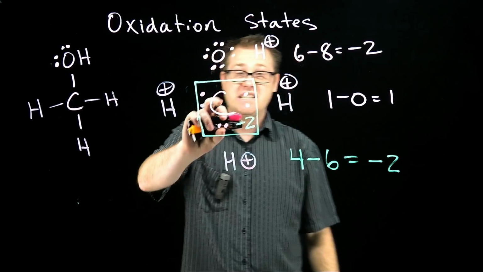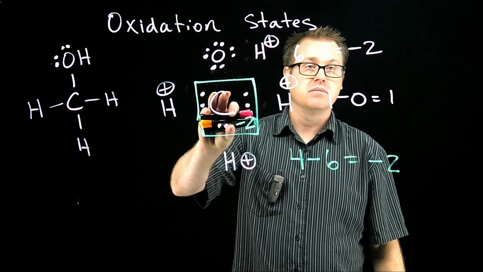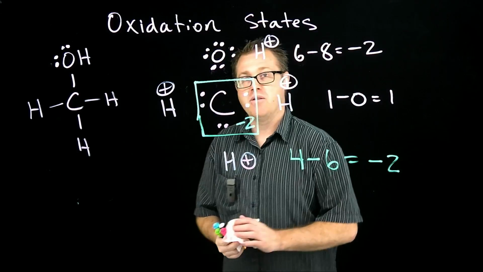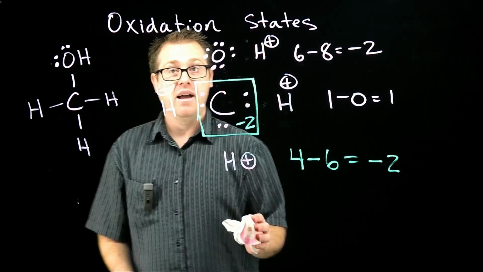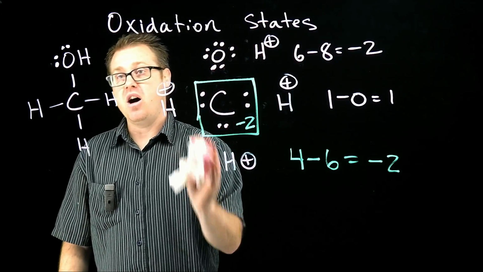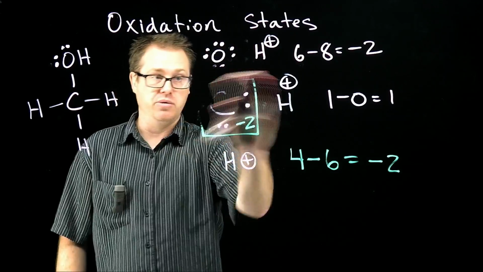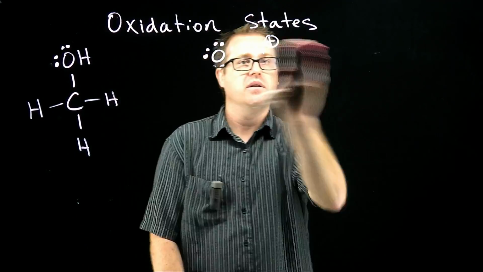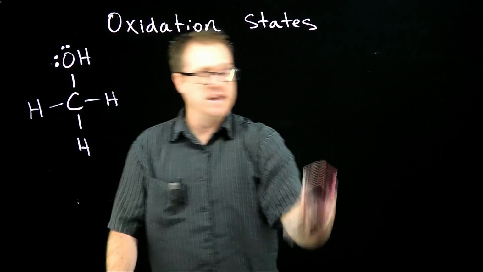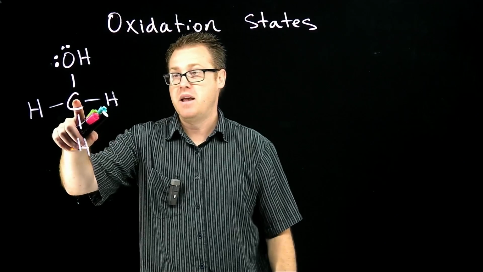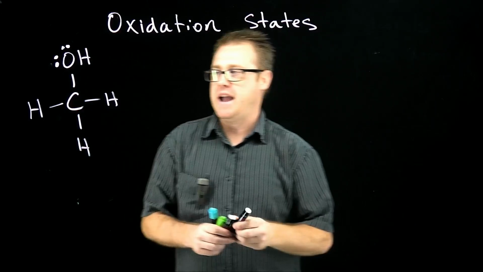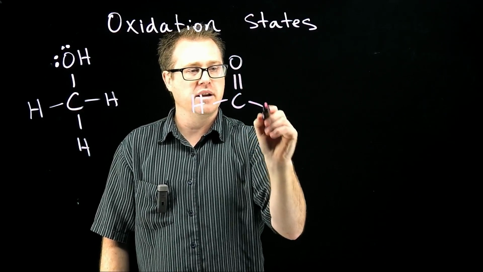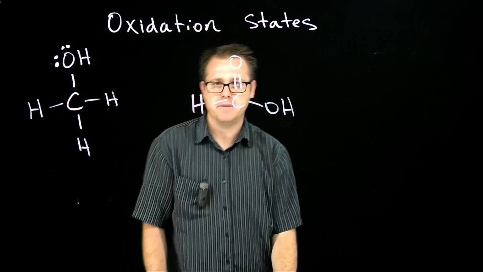Now, using this method right here of calculating oxidation numbers will help us to figure out if a molecule, when it undergoes a reaction, has been oxidized or reduced. So let's demonstrate that. Let's say we take methanol and we do a lot of reactions and we convert it into formic acid. It looks like this. Okay.